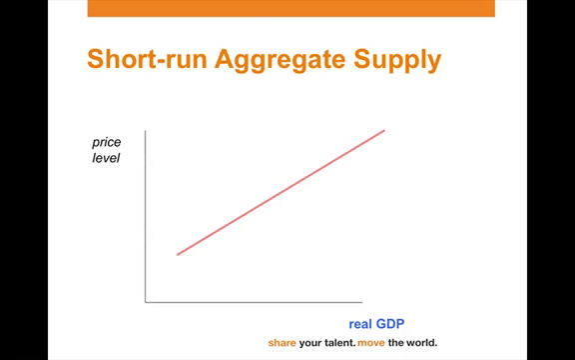On your screen you see the diagram for the short run aggregate supply curve. Horizontally we find real GDP and vertically we find the price level. If the price level increases, firms are willing to produce more. If firms are producing more, real GDP increases. This is shown in the short run aggregate supply curve.